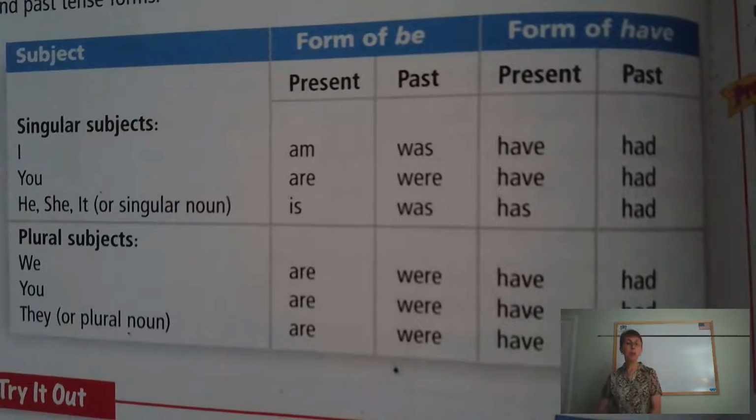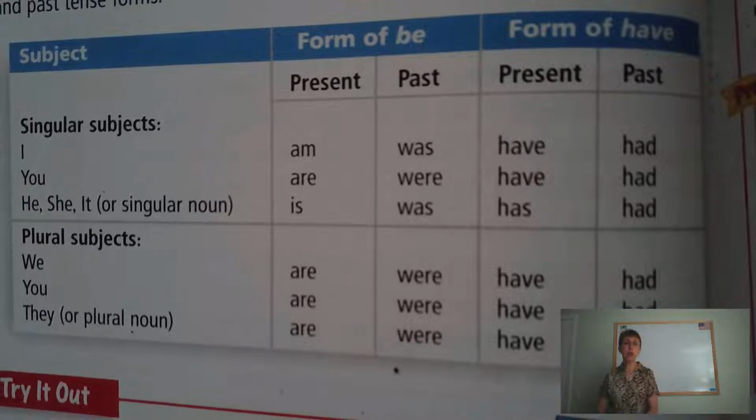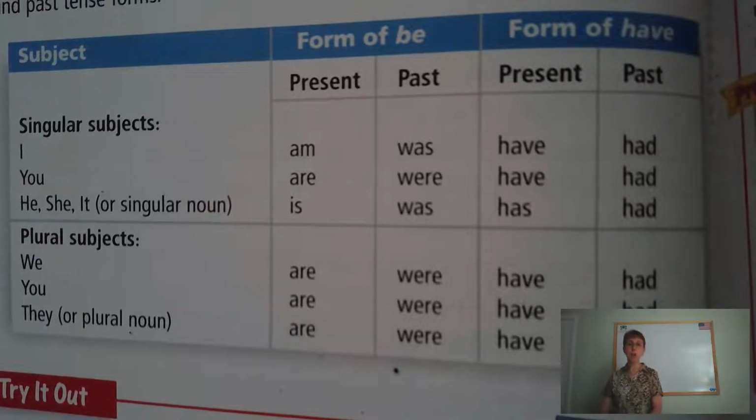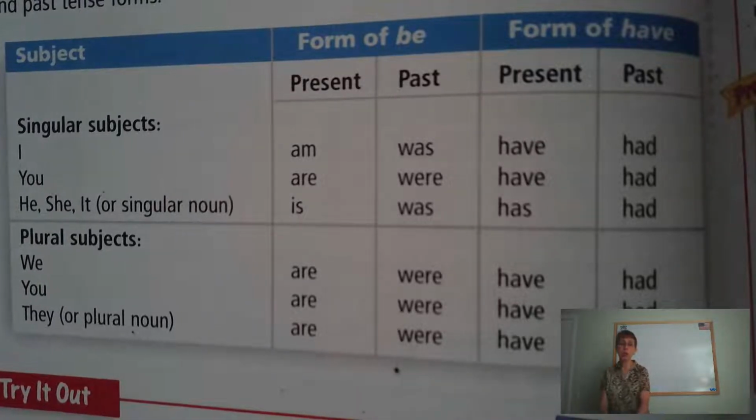Now, with the plural subjects, we, you, they, or a plural noun, we use are in the present. We are going, you are going, they are going. In the past, we use were with each of them. We were going, you were going, they were going.